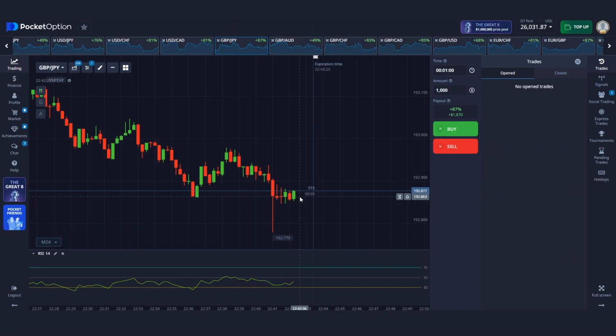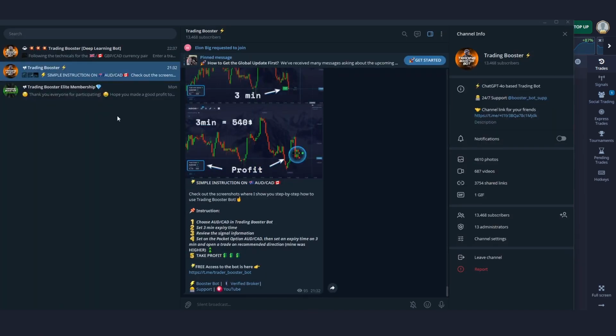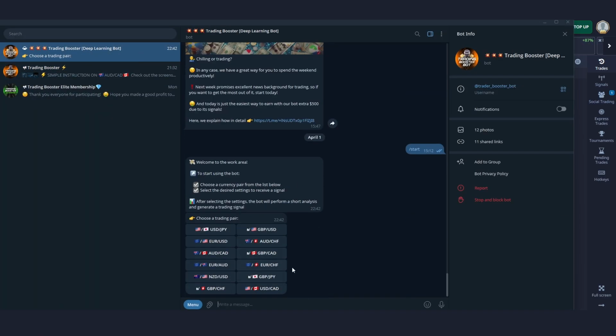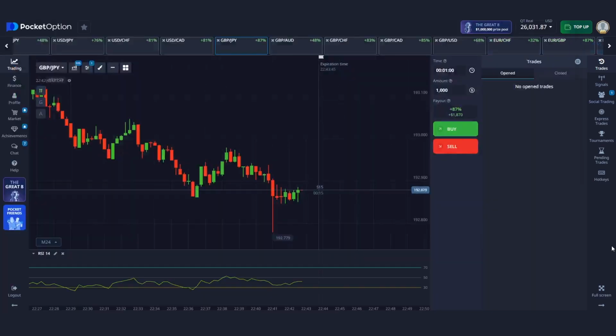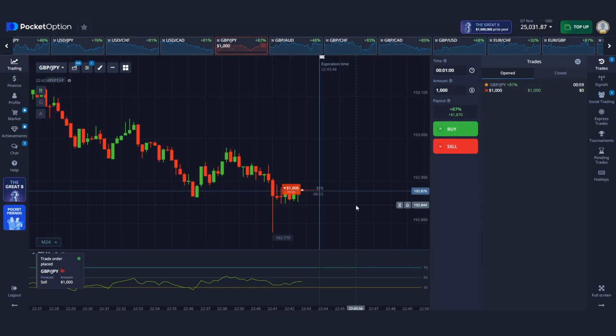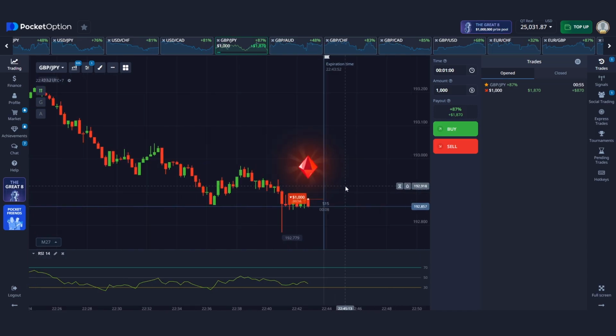Now I am choosing a currency pair, British pound, Japanese yen. I switch to the booster bot and select the same currency pair. And I receive a sell signal. I see that the RSI indicator is in the lower zone and confidently open my sell trade. As you can see, this is a fairly simple trading method, but it is very effective and has already given the bot a decent track record.